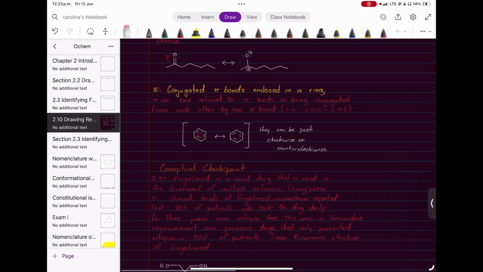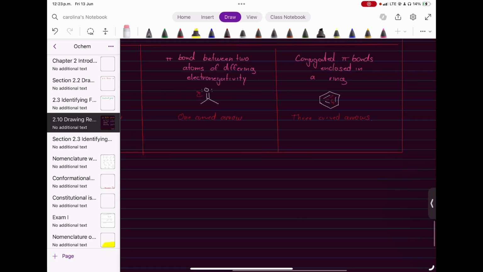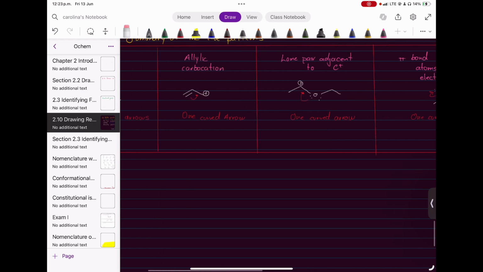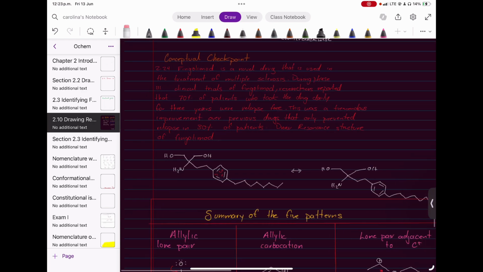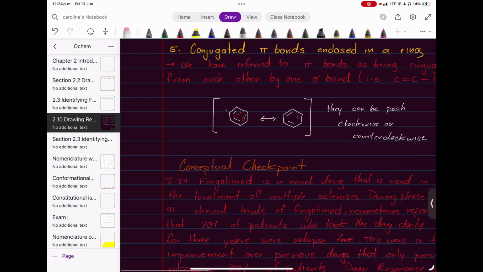Last but not least, conjugated pi bonds in a closed ring is going to take 3 arrows, and it's a shift of all the pi bonds, where the pi bond was. Now we're gonna have a sigma bond. Let's just number them so it's easier to see the differences.